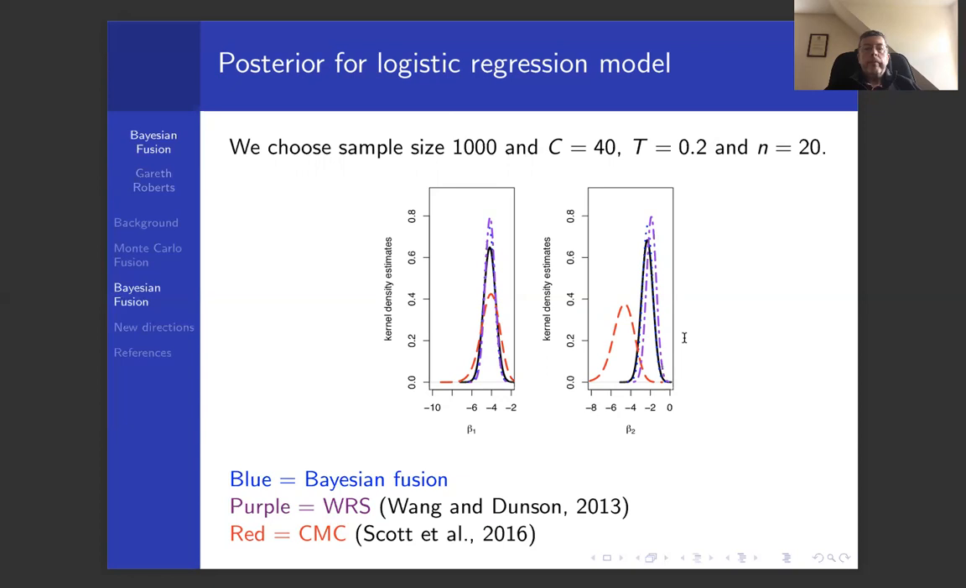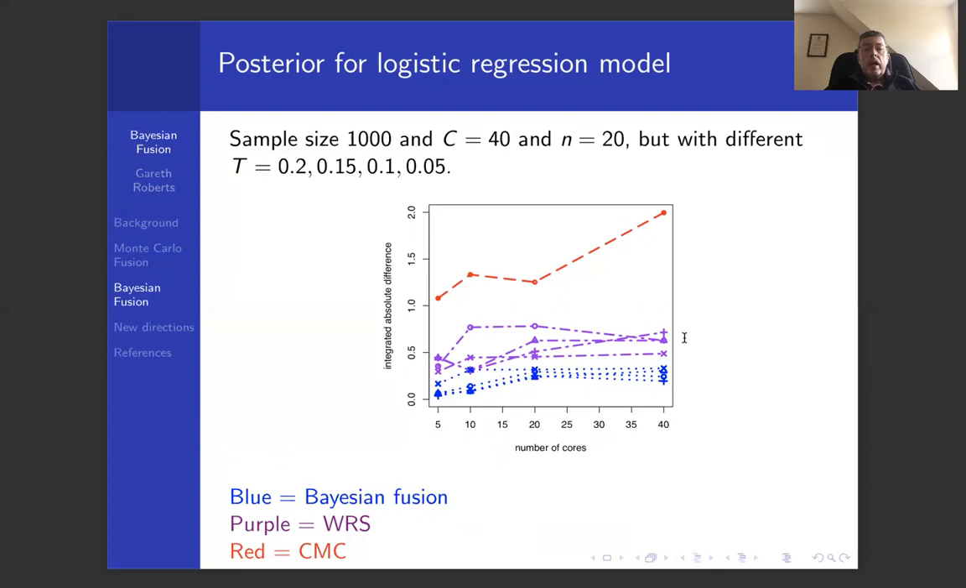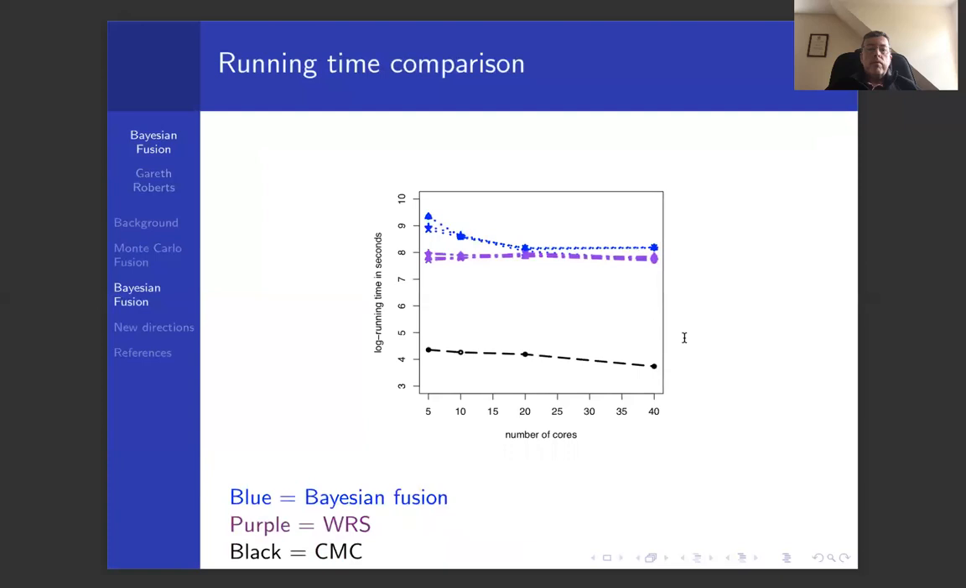Again, you see another example: the integrated absolute error for different simulations is substantially smaller for the Bayesian fusion than the other methods. And you can see the consensus Monte Carlo really getting quite large as the number of cores is larger. Of course, this comes at a cost, and the running time of our Bayesian fusion model is larger than the other methods. In fact, the consensus Monte Carlo method, which is in black on that particular plot, is substantially cheaper to do. And so that's the cost of running the Bayesian fusion algorithm.